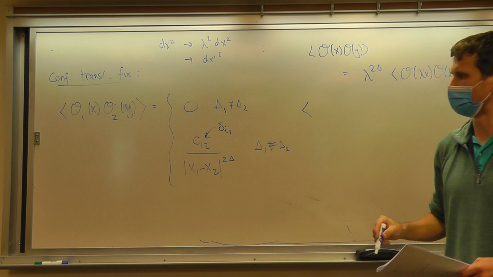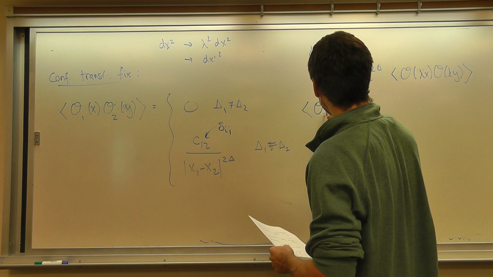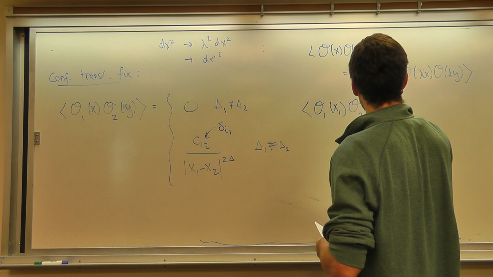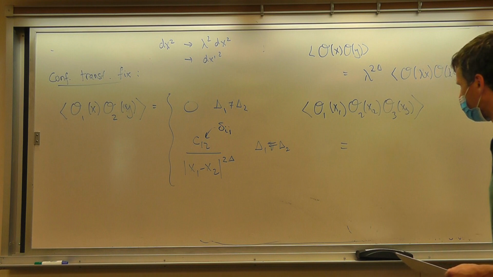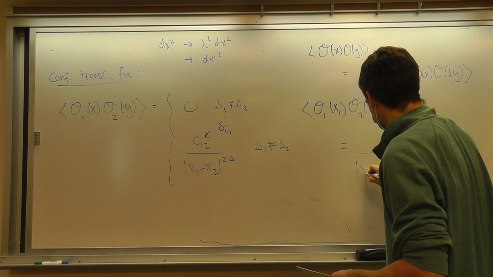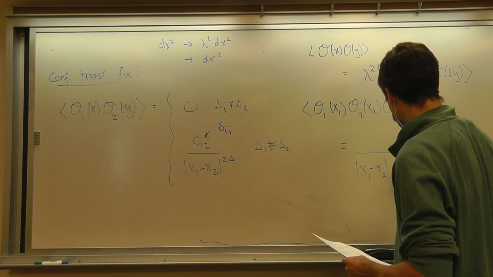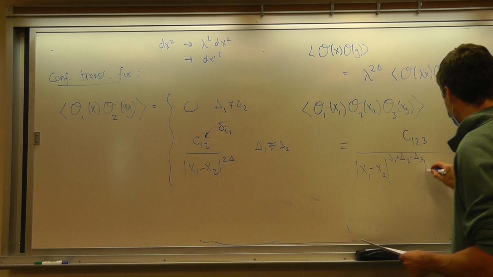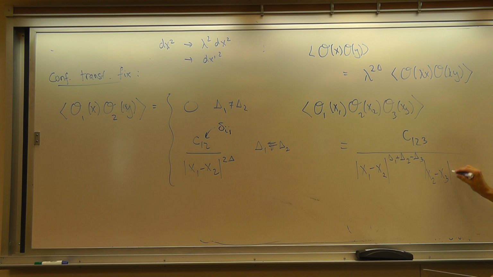Okay, the conformal transformations also almost entirely fix the three-point functions. On the right-hand side of the three-point function is a constant, C123, over something that's going to look like a mess, but it's basically just dictated by scale transformations: |x1 minus x2| to the delta 1 plus delta 2 minus delta 3, then times the cyclic versions of that: |x2 minus x3| to the delta 2 plus delta 3 minus delta 1, and |x3 minus x1| to the delta 3 plus delta 1 minus delta 2.